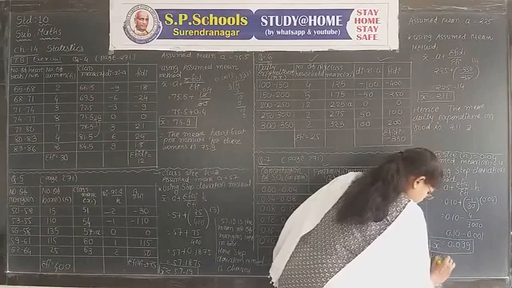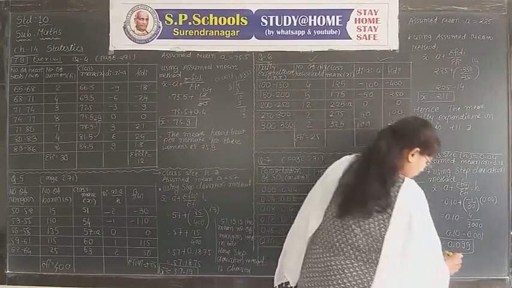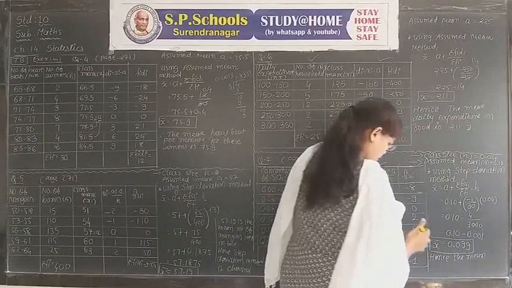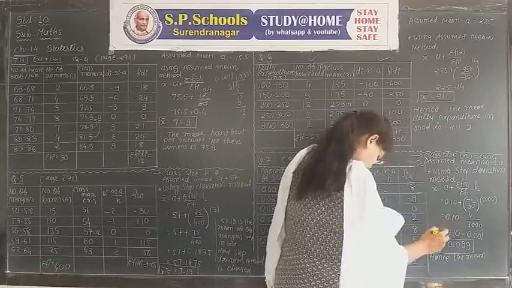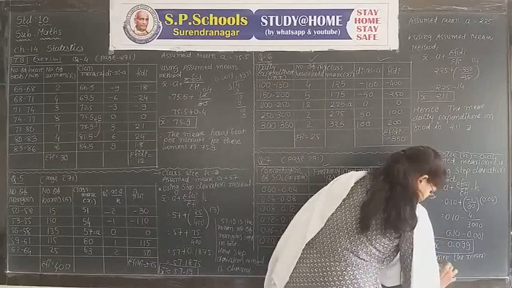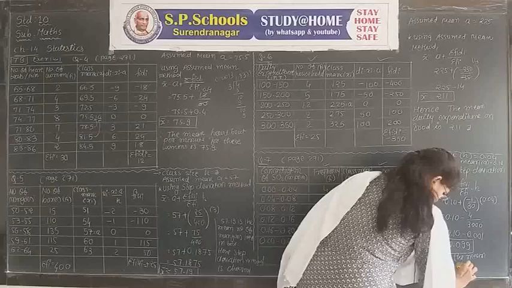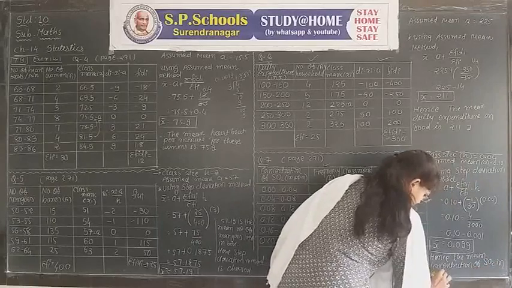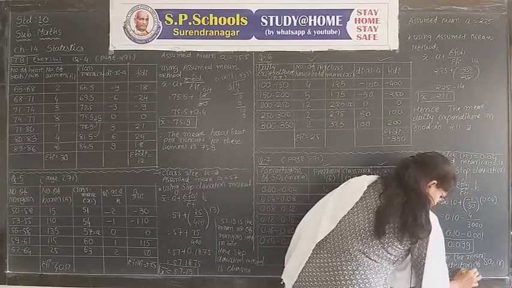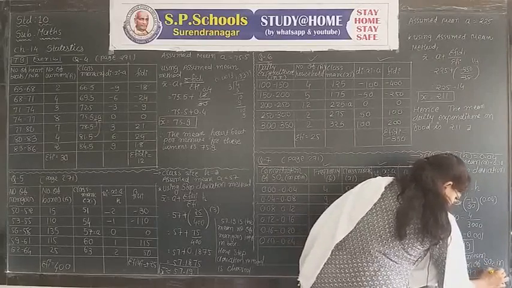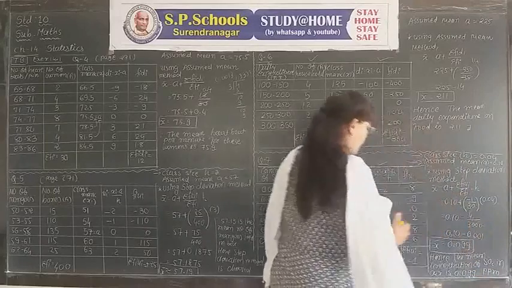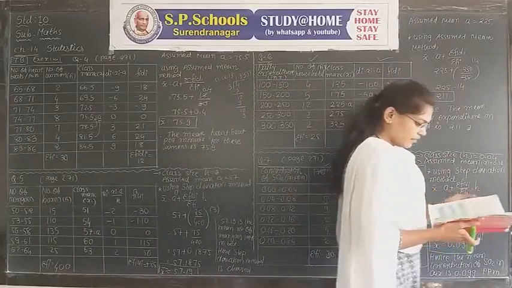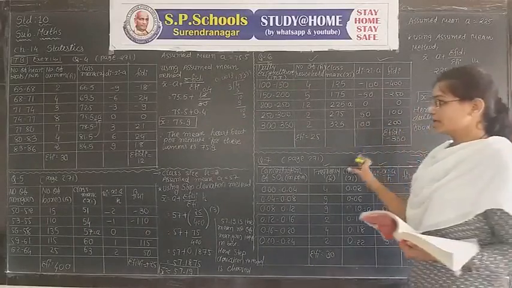Hence, the mean concentration of SO2 in air is 0.099 parts per million, which is our answer. Hence question number 7 is completed. Up to the 7th question in this session is completed.